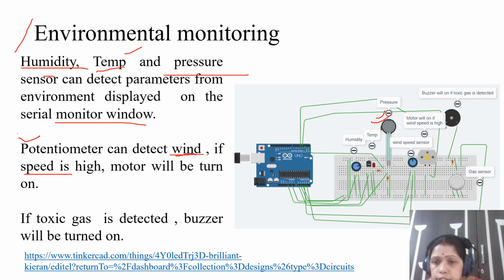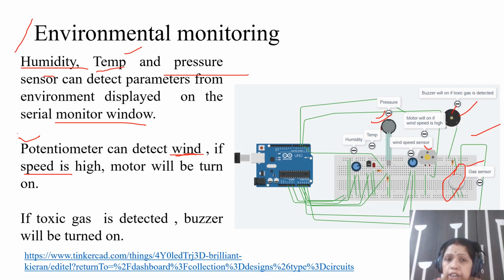So you can see the gas sensor here. This is the gas sensor, and the respective buzzer. Buzzer and motor, these two act as outputs. Based on the wind speed or potentiometer output, the motor will be on, and based on the gas sensor value, the buzzer will be on. So for identifying whether toxic gas is present or the wind speed is high, the motor will be turned on and the buzzer will be turned on.